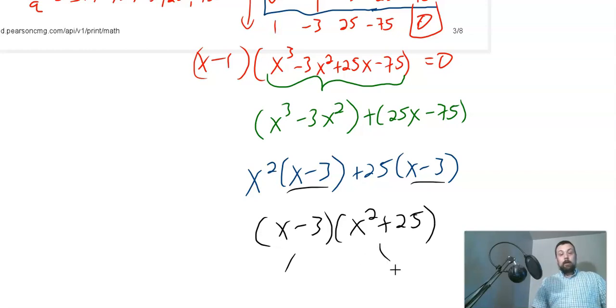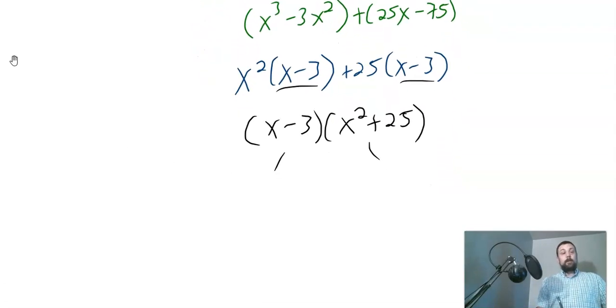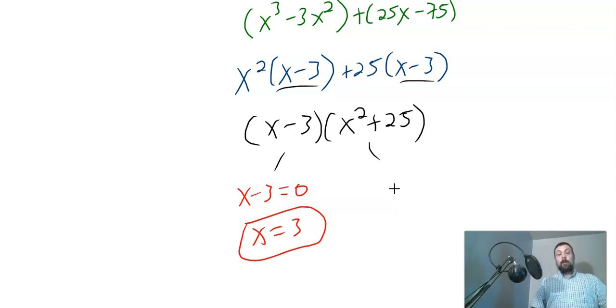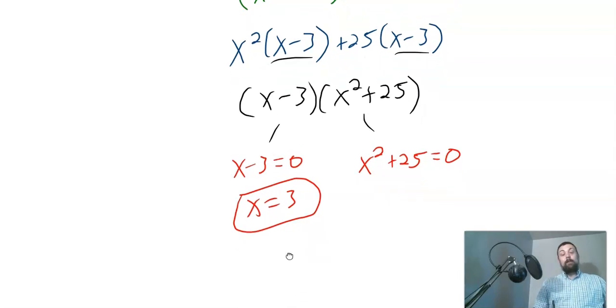And then you can get the rest of your roots from these factors here. So x minus 3, set it equal to 0, solve for x, you get x equals 3. So that's another one that would have worked from our list of guesses that we had earlier. But these 2 roots you would not find on that list, right? We set x squared plus 25 equal to 0. You can't even factor it.